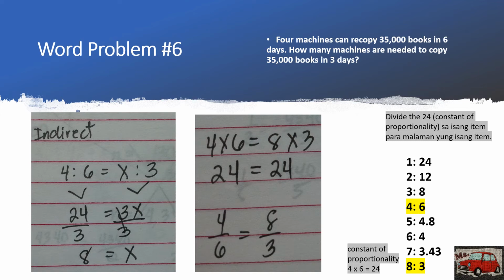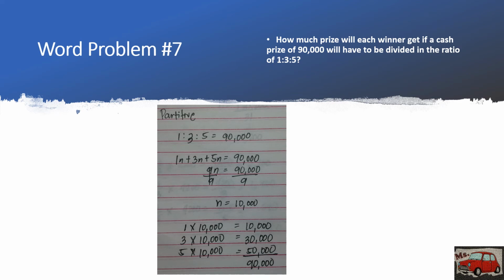Okay? How much prize will each winner get if a cash prize of 90,000 will have to be divided in the ratio of 1 is to 3 is to 5? Okay, so ang mangyayari, hahatiin daw yung 90,000 dun sa mga winners. And ang ratio na gagamitin is 1 is to 3 is to 5. Okay? So, ang gagawin natin, by the way, this is partitive proportion. Okay? Kasi hinati natin yung 90,000.